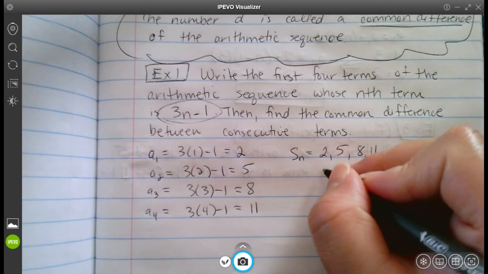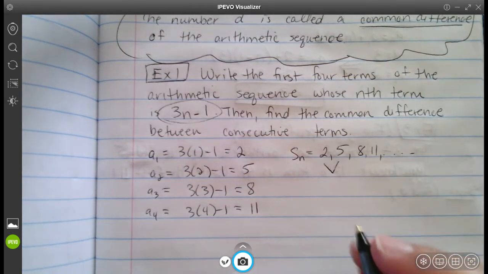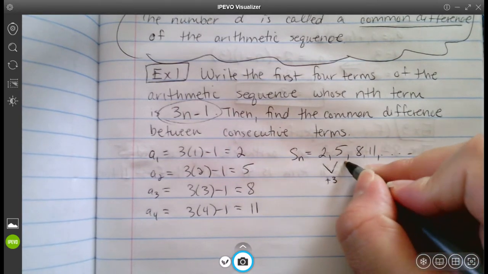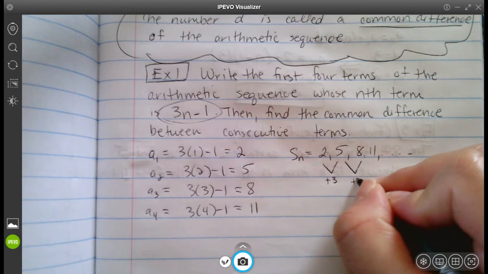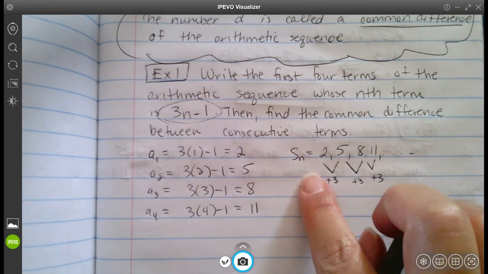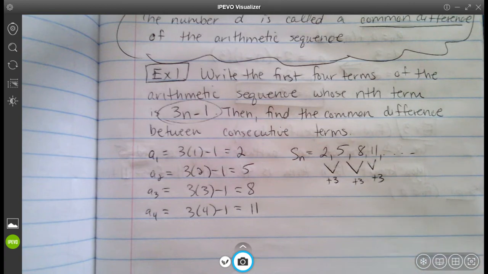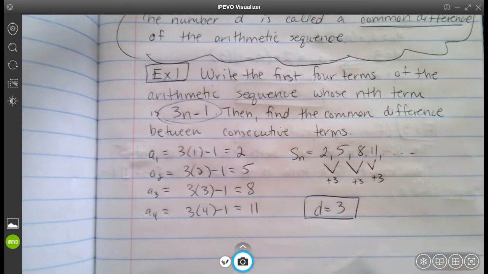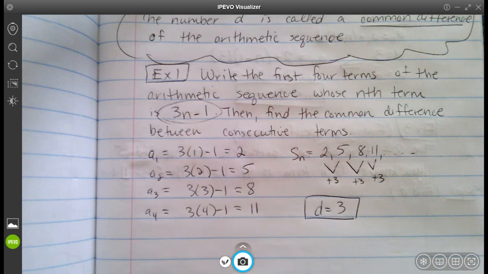From my first term to the second term, we're adding 3. From my second term to my third term, we're adding 3, and so forth. Since the difference between numbers is just 3, that means that D is equal to 3. This is a common difference for the sequence, which means that it's an arithmetic sequence. And that's it for this example.